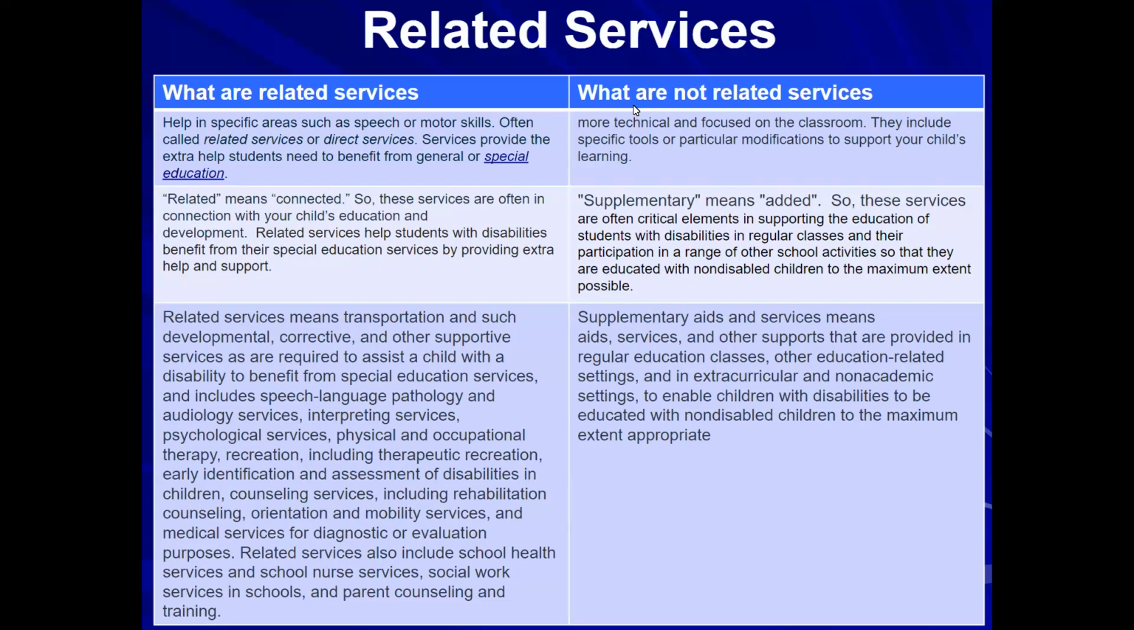What are not related services? Well, they're not related services when they're more technical and focused on the classroom itself. So, such as like tools you might use, such as a computer, or particular modifications, meaning changes to the curriculum, those are not related services. We often refer to these as supplementary services, supplementary meaning added. So these happen in the regular classroom and are not part of related services.